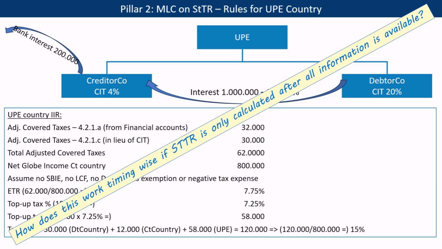Of course, one interesting question is, how does this work timing-wise, right? Because we already have the STTR data and payments, etc., available by the time we need to file the income inclusion rule income for UPE? I'm not quite sure whether this will always be in sync or whether one would have to work with some carryovers and carrybacks with regard to these taxes.